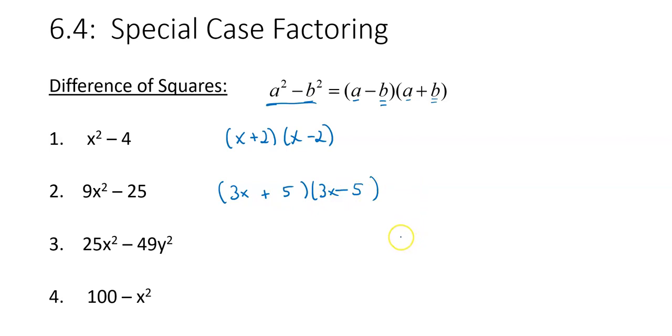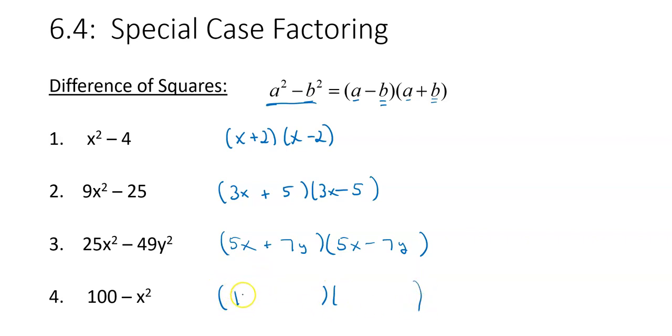Hey, number 3 looks a little bit different. Not terribly different. 25x squared is a perfect square. So is 49y squared. They've got a minus in between them. So the square root of 25 is 5, so I get a 5x. Square root of 49 is 7. Square root of y squared is y, so I get a 7y. One gets a plus, one gets a minus. FOIL them back and you'll see you get a 25x squared. You get a minus 35xy and a plus 35xy, so they zero out. Minus 49y squared.